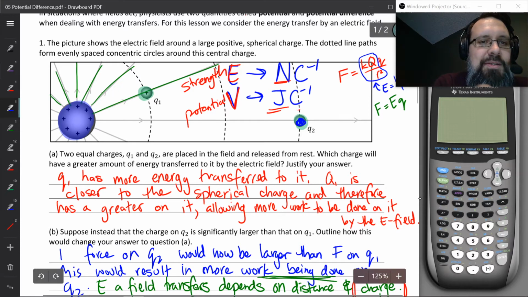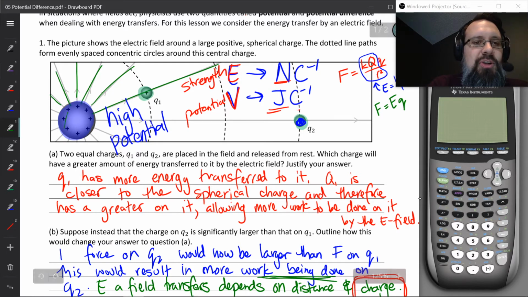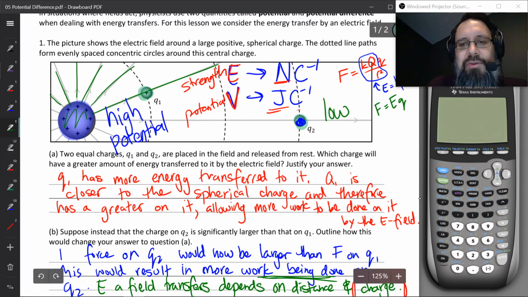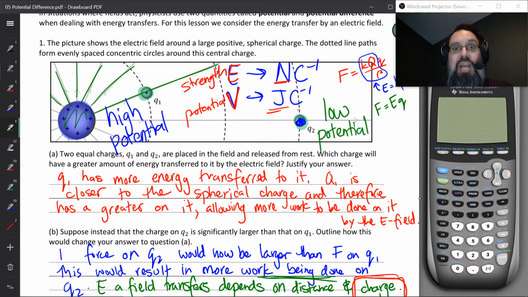So we'd say that this region over here is a high potential. And then as you get further out from that center charge, you get to a region of low potential. The word potential is roughly saying how much energy you could give to something. But remember, if Q2 had a greater charge, even though it's in a region of low potential, it could still get more energy if it has more charge than Q1 at a high potential.